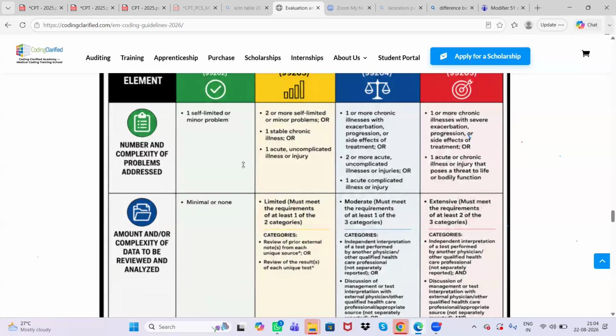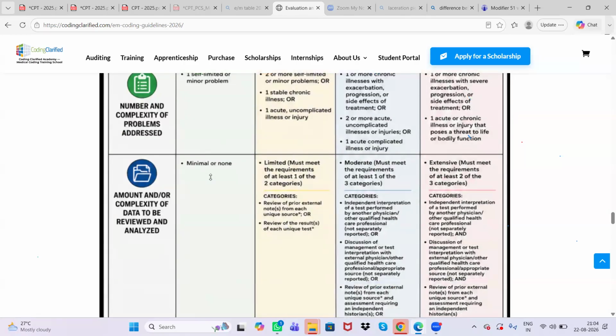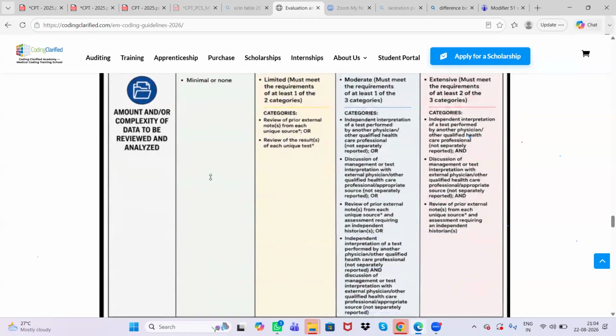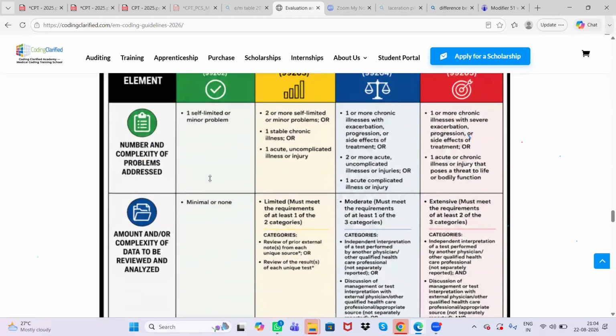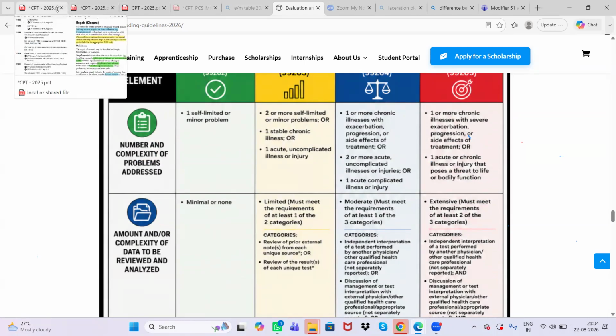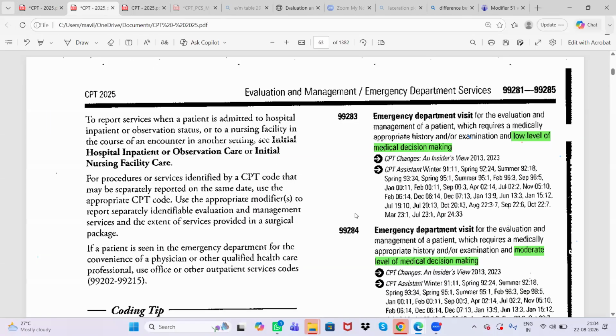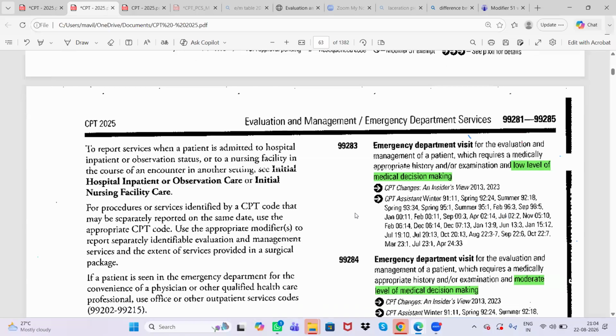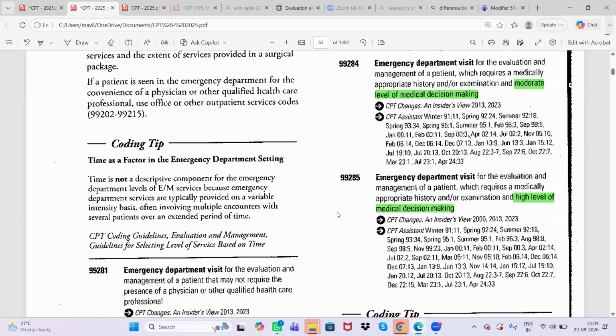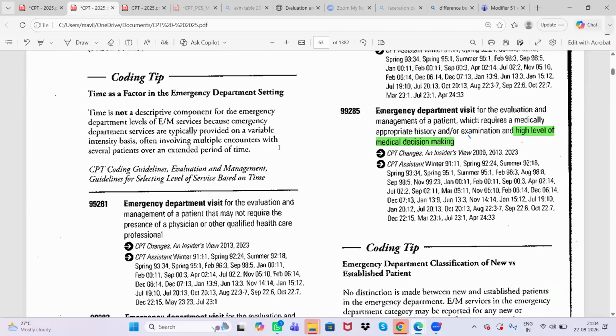This is the ENM table. We have 3 tables. One is number and complexity of problems addressed. Before we move into the table, I just want to give another two lines: in the emergency department, there is no time-based coding.